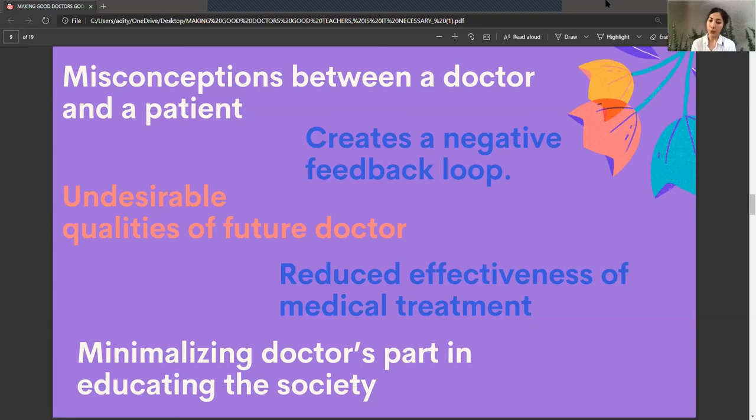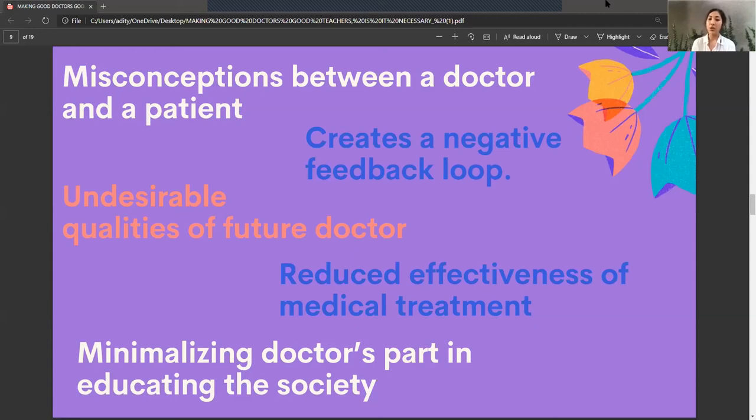The third one is undesirable qualities of future doctors. So there are factors analysis that can be identified of six categories of qualities. So the doctor itself has to have these six capabilities. The fourth one is reduced effectiveness of medical treatment.